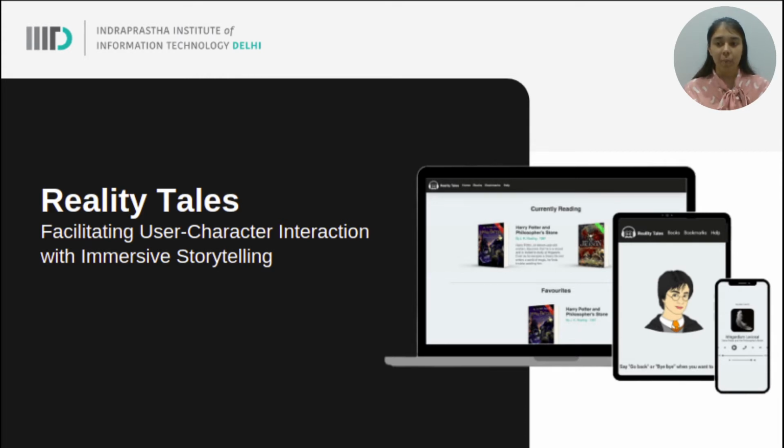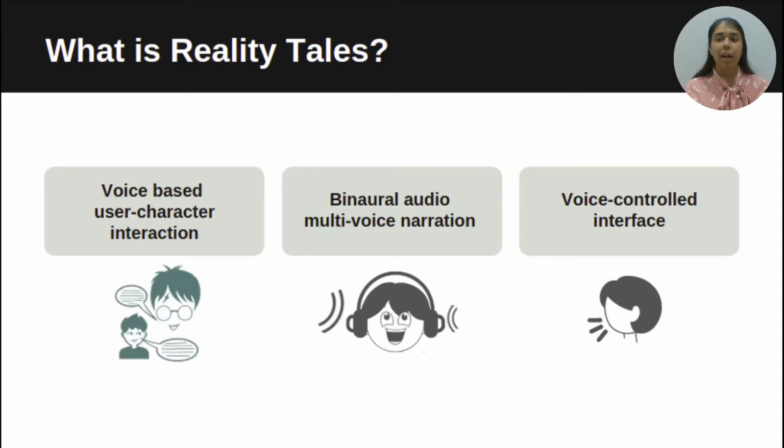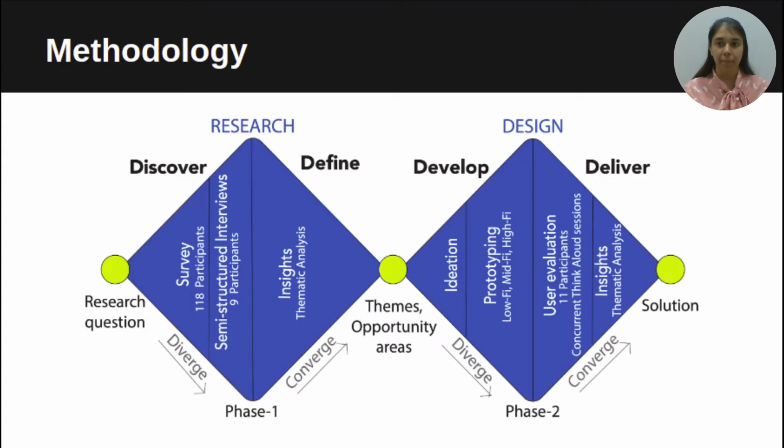Recent studies in the domain of interactive storytelling involve user character interaction by controlling story characters and elements to generate new stories. Our work introduces a new aspect of conversational user character interaction for existing fiction stories. Reality Tales is a platform to provide users in the age group of 13 to 20 years the agency to directly converse with story characters about their lives. The platform has a voice-controlled interface and uses binaural audio narration for an immersive experience.